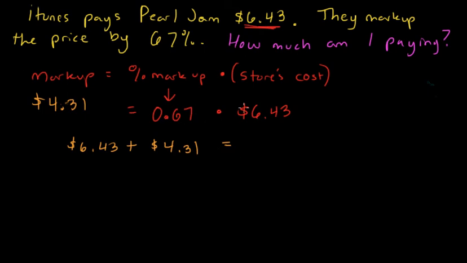So how much do you pay for it? Well, you pay $10.74 for rock. $10.74. So that is your cost of the Pearl Jam album. So iTunes pays $6.43 to sell that Pearl Jam album. They mark up the price by 67%, which means they're going to add $4.31 to the price. That's their profit, their markup. And you pay $10.74. Good.